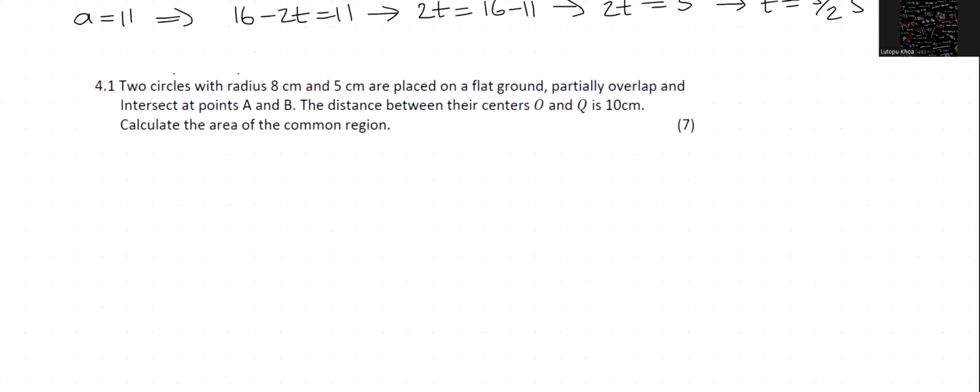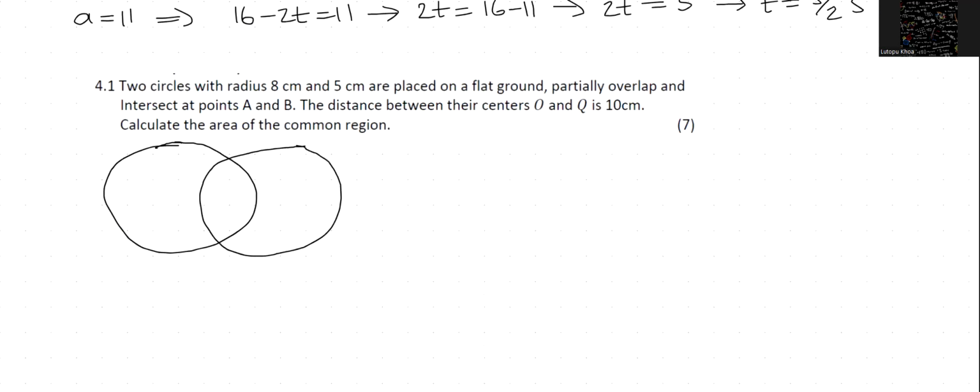Question 4.1, we are told that two circles with radius 8 centimeters and 5 centimeters are placed on a flat ground, partially overlapping. So you have one circle like this, and you have another one like that. These are partially overlapping, something like that. They intersect at this point A and B, and we're told the radius.